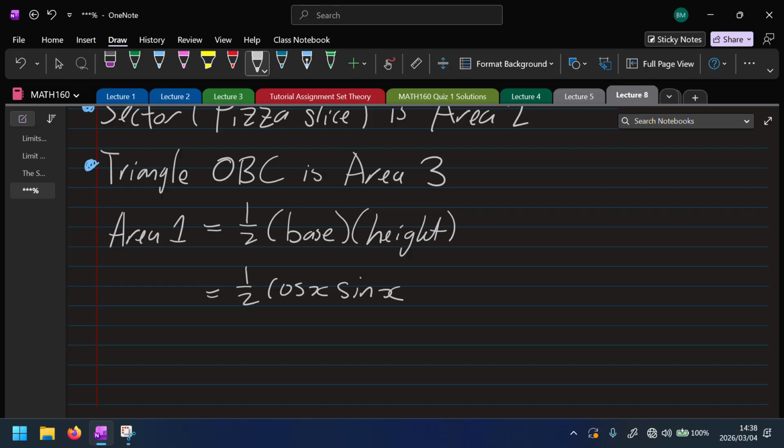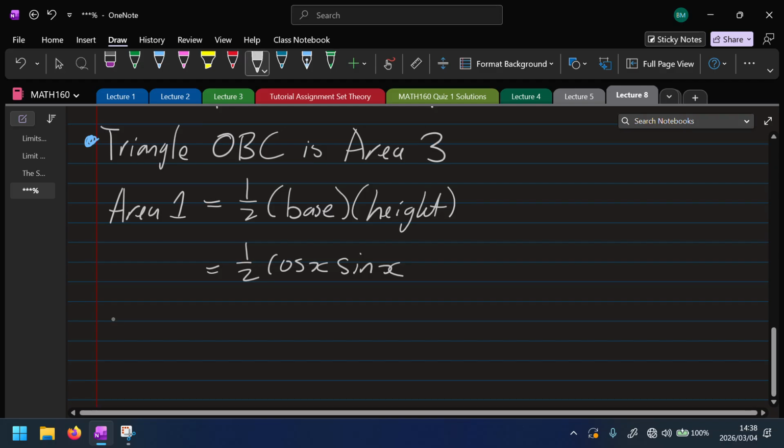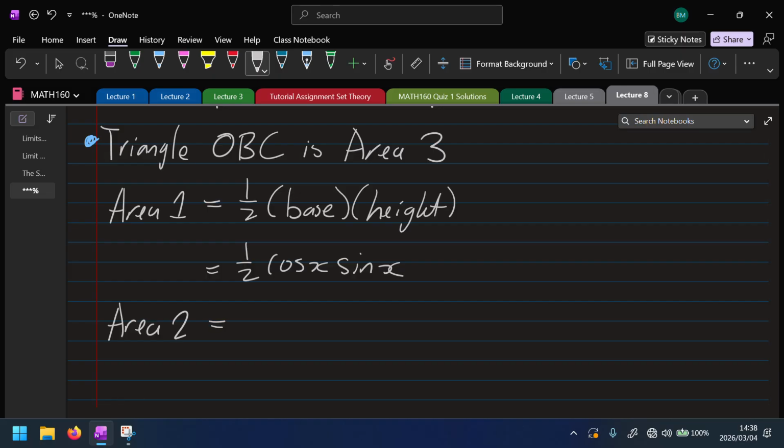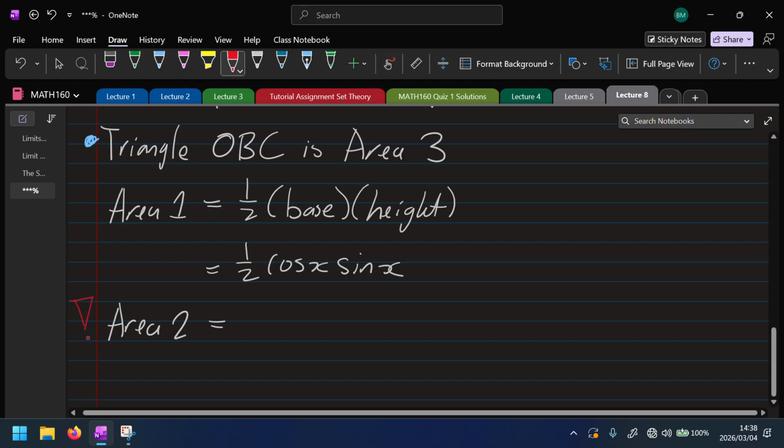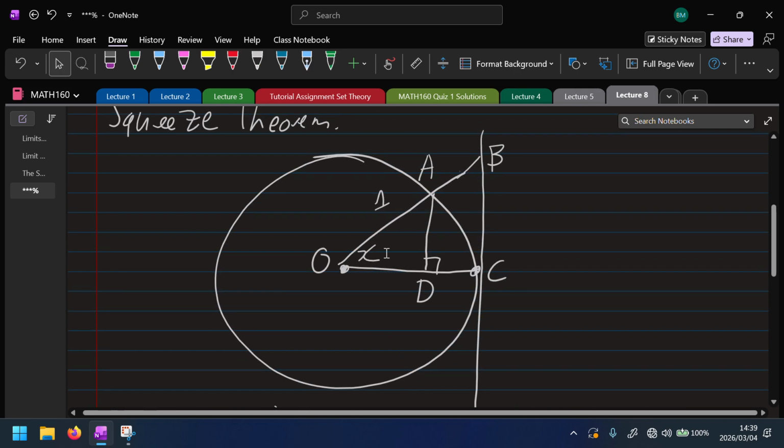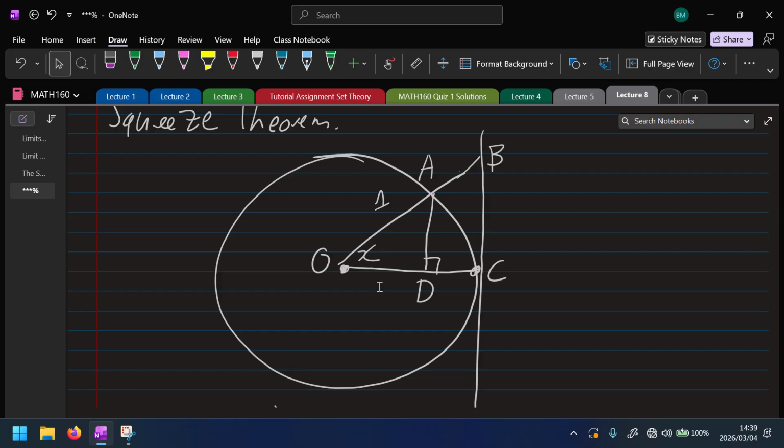Okay, next one. So area 2 is equal to that pizza slice. Now here, we need to put a little warning. Okay, so I said here the angle x. Okay, so in high school, to measure angles, you used degrees, right? You took your full circle, you cut it up into 360. One of those slices you called 1 degree. Okay, think of it like a pizza with 360 slices. One of them has 1 degree.